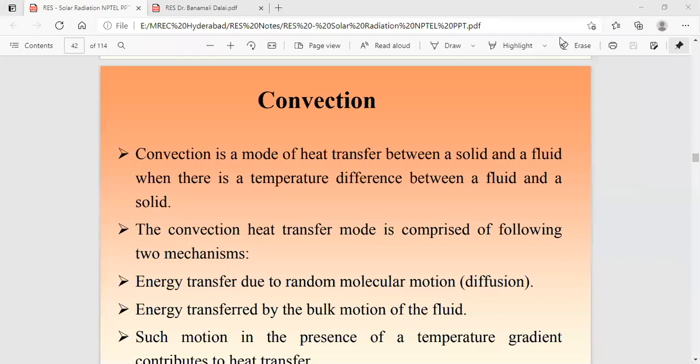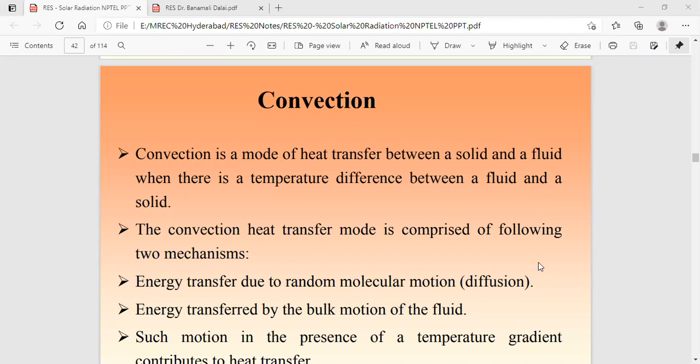So now we are going to discuss convection. Convection is a mode of heat transfer between a solid and a fluid when there is a temperature difference between a fluid and a solid. The convection heat transfer mode is comprised of the following two mechanisms.